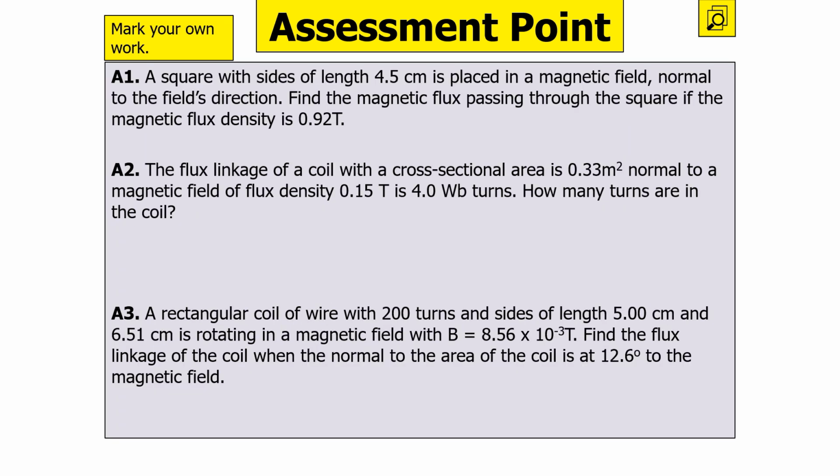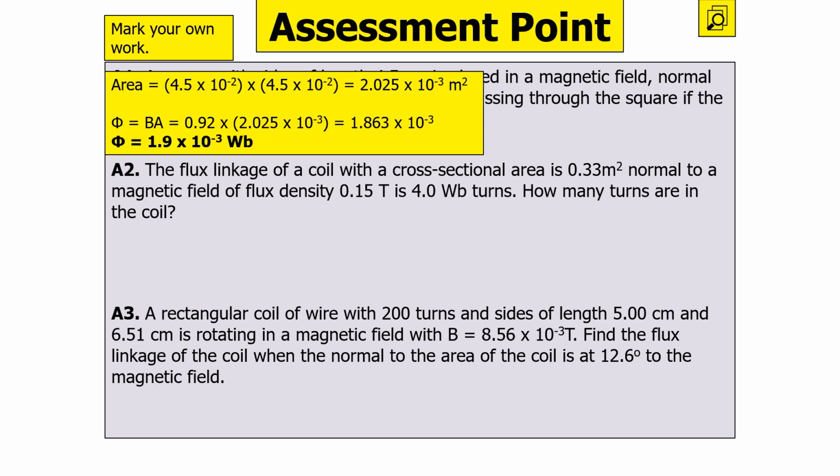Right, in our first one, we know that the area is equal to 2.025 times 10 to the minus 3 meters squared, because the area is a square, so you've got to multiply the two dimensions together. Phi equals BA, so it equals that times 0.92. It's 1.863 times 10 to the minus 3, so therefore we can round it to be 1.9 times 10 to the minus 3 Weber turns.